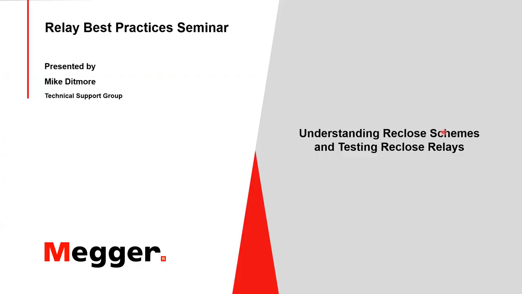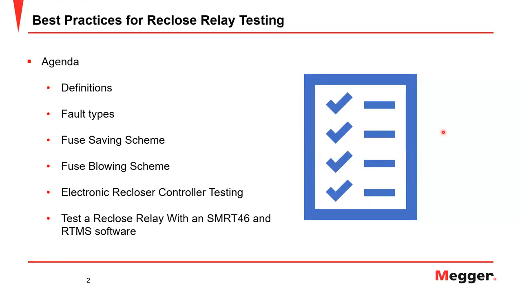Thank you everyone for coming back and joining us for the second half of this virtual best practice seminar. This afternoon, I'll be talking about reclose relay schemes and reclose relay testing. For a quick agenda, we'll start off by talking about definitions as they apply to reclosing, and fault types, again as they apply to reclosing. We'll talk about two different reclosing schemes, fuse saving and fuse blowing. And then we'll move right on into recloser control testing. We'll look at it briefly, and then we'll actually test a reclose relay with an SMRT 46 and RTMS software.